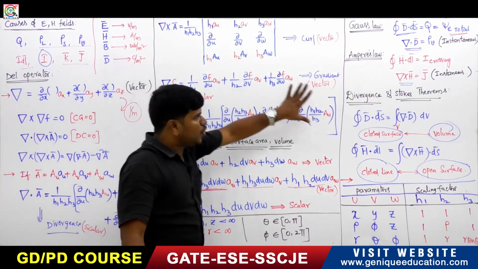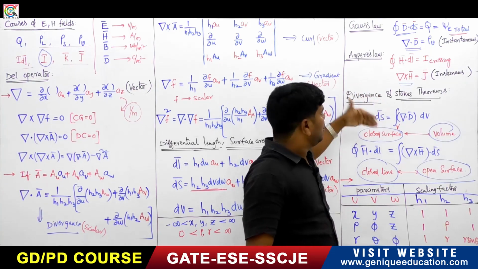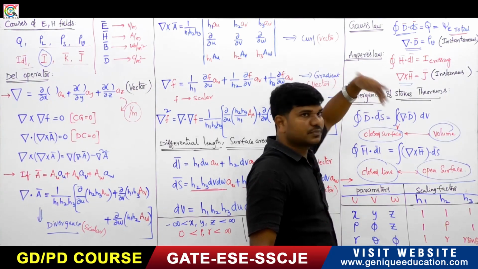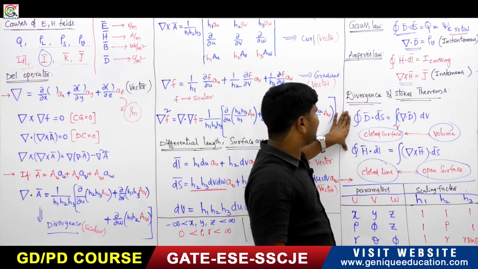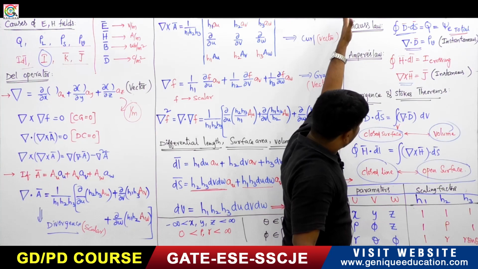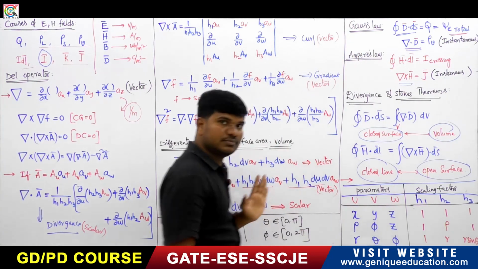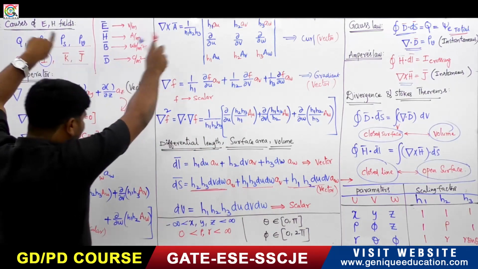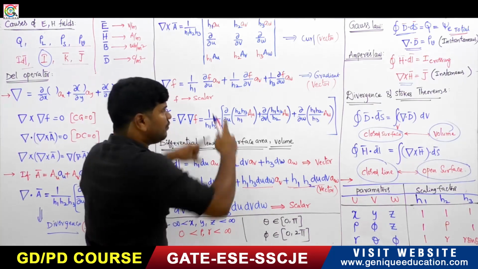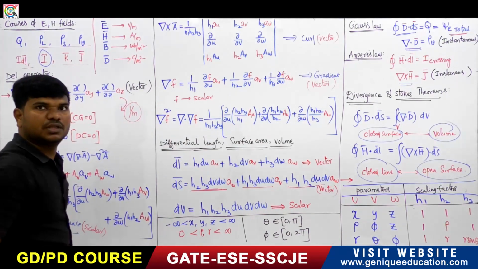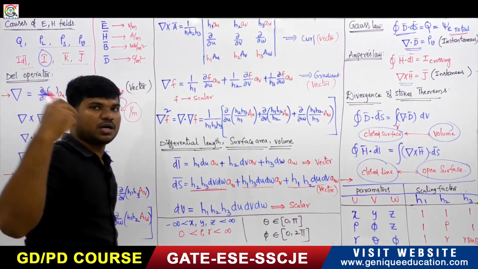You have to focus on the divergence and Gauss theorem, and this will be helpful for writing the Maxwell's equations. Based on this you will get at least one question. If you are comfortable with this, you will definitely get a minimum of 2 marks.